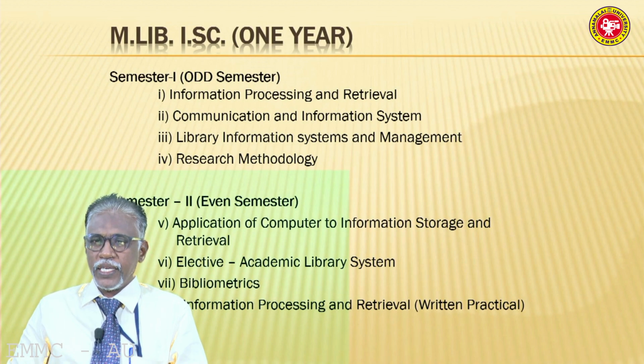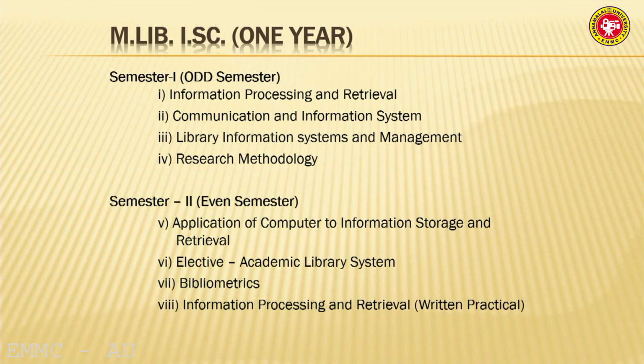First, MLISc, that is Master of Library and Information Science, a 1 year program. The 1 year program is divided into two semesters. The first semester includes the paper Information Processing and Retrieval. The second one is Communication and Information System. The third paper is Library Information System and Management. The fourth one is Research Methodology. During the second semester, that is the even semester, the fifth paper is Application of Computer to Information Storage and Retrieval.